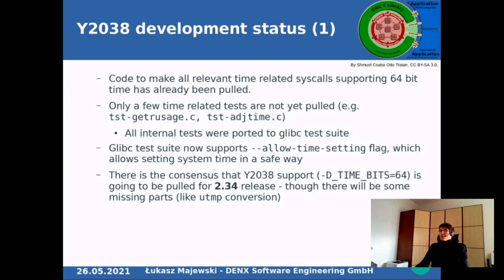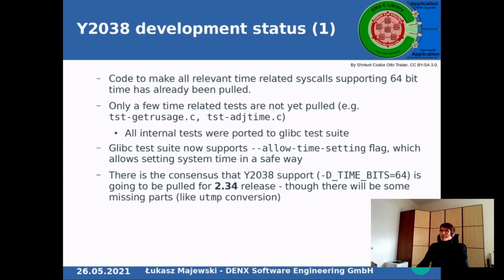What is even nicer is that we now have the consensus about providing support for the time bits 64 flag, which means we will be able to fix the year 2038 problem on 32-bit systems. The consensus is that if everything goes okay, the code shall be pulled for the 2.34 release.